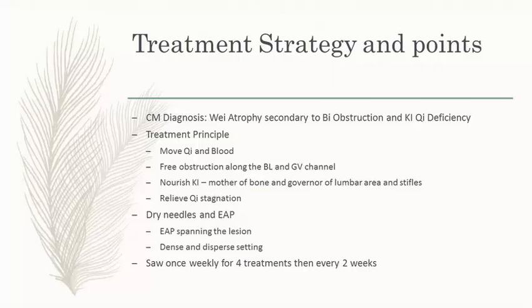So I did dry needles and electroacupuncture. I just did electroacupuncture spanning the lesion. He had his hair back, and I didn't really have any notes from the surgeon because I wasn't the primary veterinarian, so I just kind of made a guess. And I used a dense dispersed setting between high and low, and I had my little Chinese machine, so I don't really know the currents that I was using, but it just went kind of slow, and then it went faster. That was your dense dispersed setting. And I saw him once a week for 4 treatments, and then every 2 weeks.